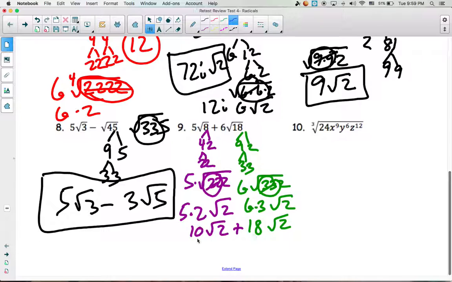Now if you look at this, the radicals are now the same, square root of 2 and square root of 2. So what we do is we add the numbers on the outside. 10 plus 18 gives us 28, and then the radical stays the same. And you'll get 28 square roots of 2 as your final answer.